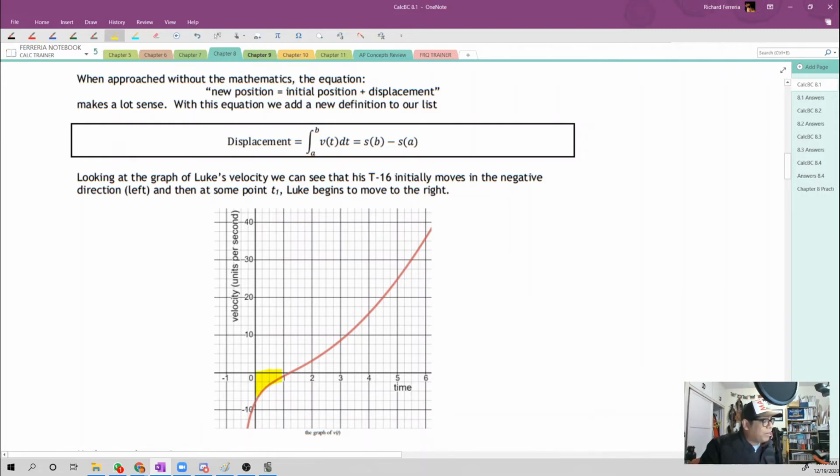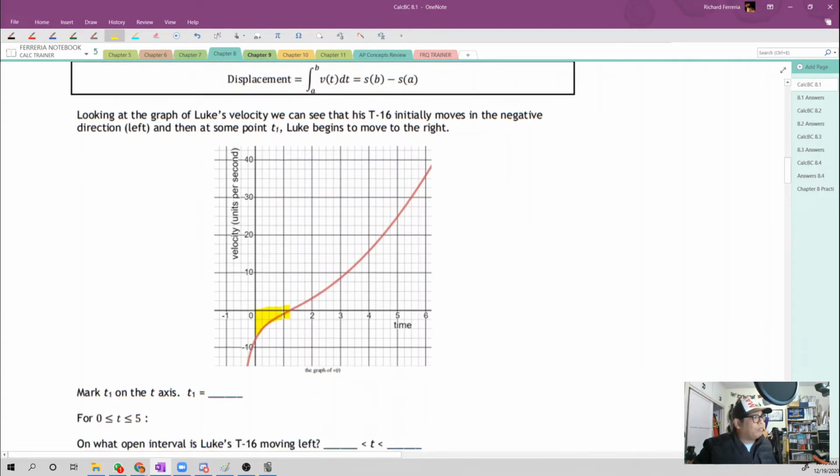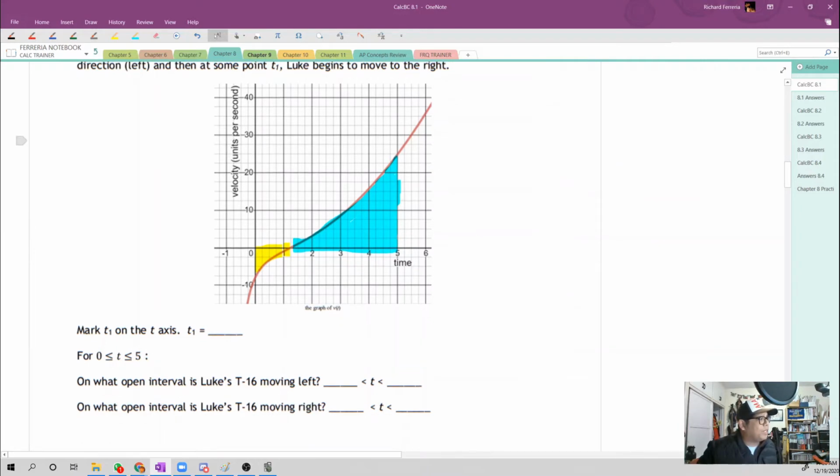Over on the left side, we can see that the area is completely underneath the x-axis, and that makes us think that from 0 to about 1.2, we've got movement in the left direction. And then from 1.2 to 5, we have movement in the right direction. So here our displacement is negative, meaning we're moving to the left. And here our displacement is positive, meaning we're moving to the right.